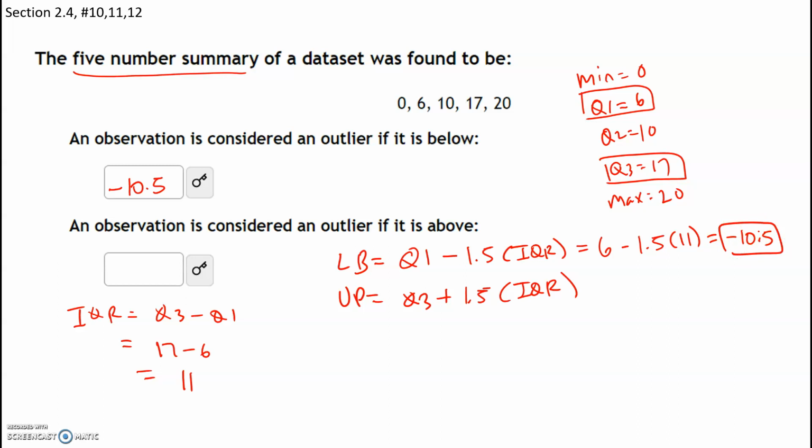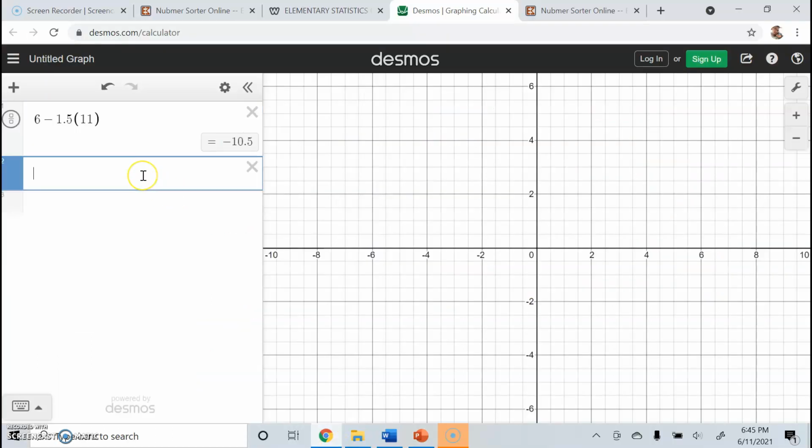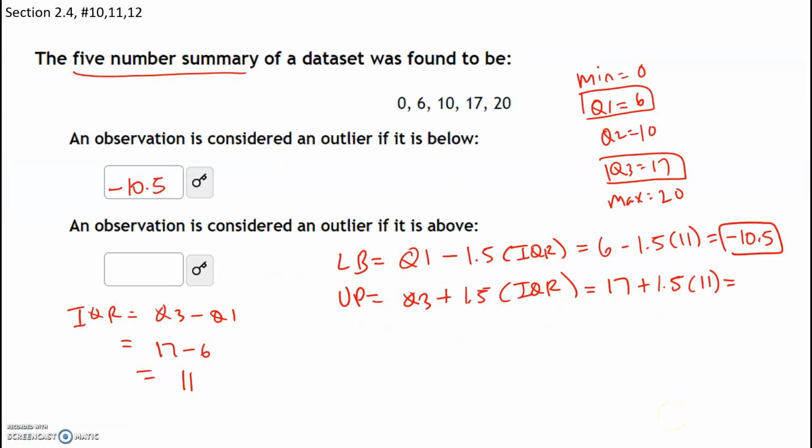What about your upper bound for outliers? So upper bound is given by Q3, which is 17, plus 1.5 times the IQR. So we have 17 plus 1.5 times 11. And we get 33.5. So our upper bound is going to be 33.5. This means that any data value in our set above 33.5 is going to be an outlier.